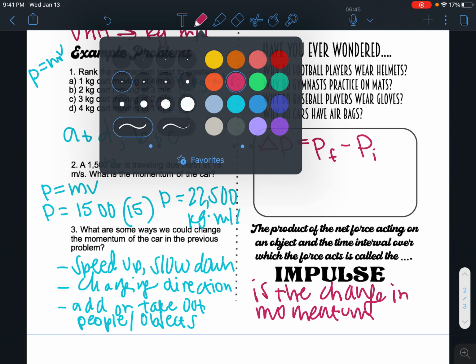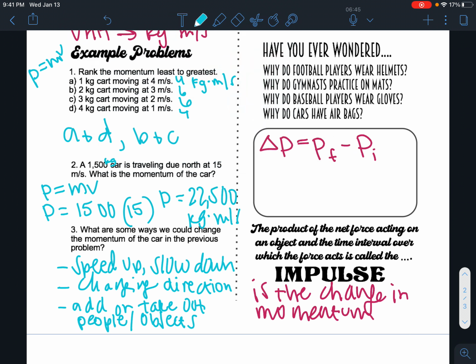Okay, and then another option, of course, is the true formula for impulse, and that is change in momentum equals force applied times the time interval. So we'll label all those things too. That's the force, and that's something that we really call impact time. That's that time interval there.